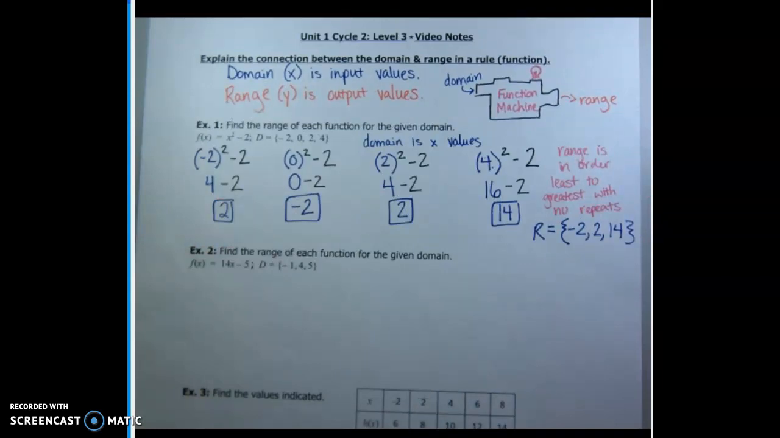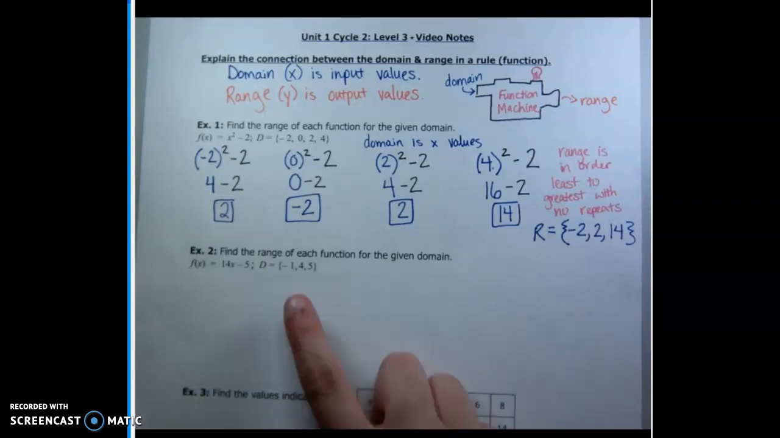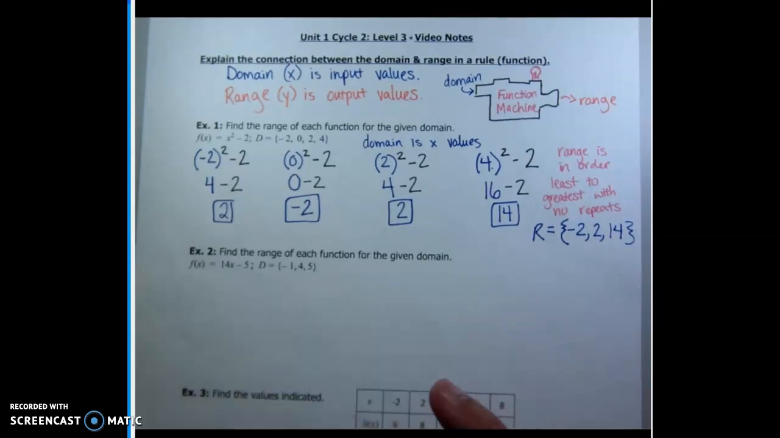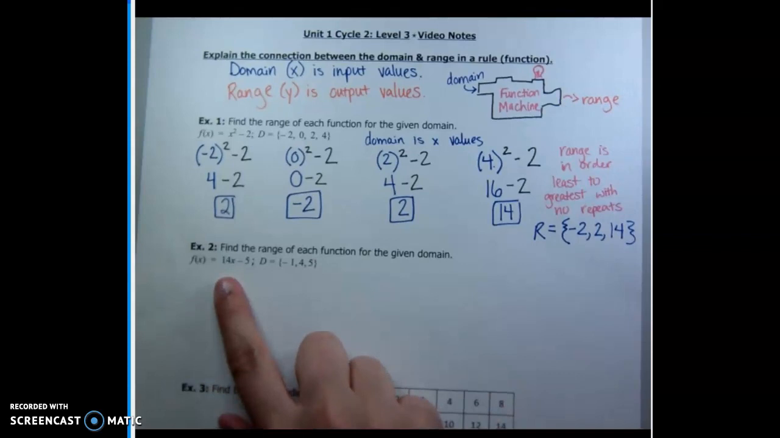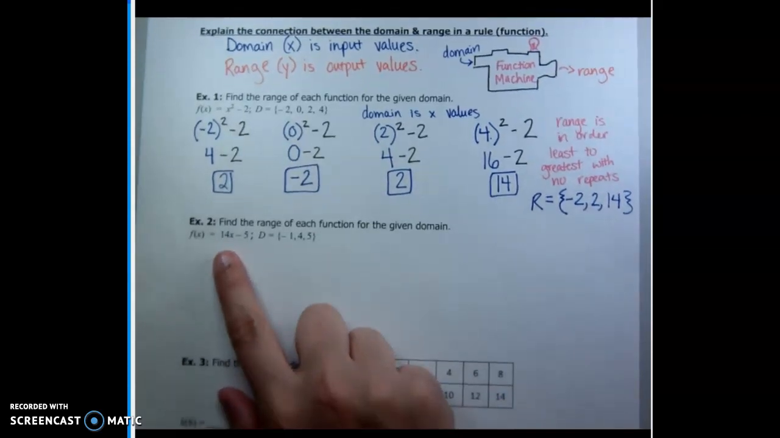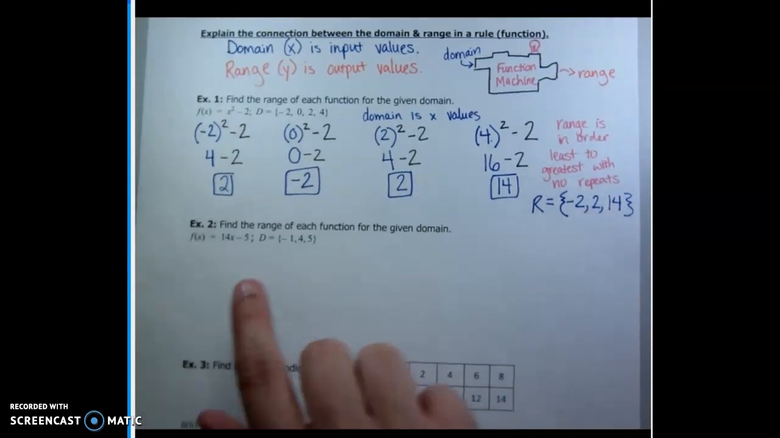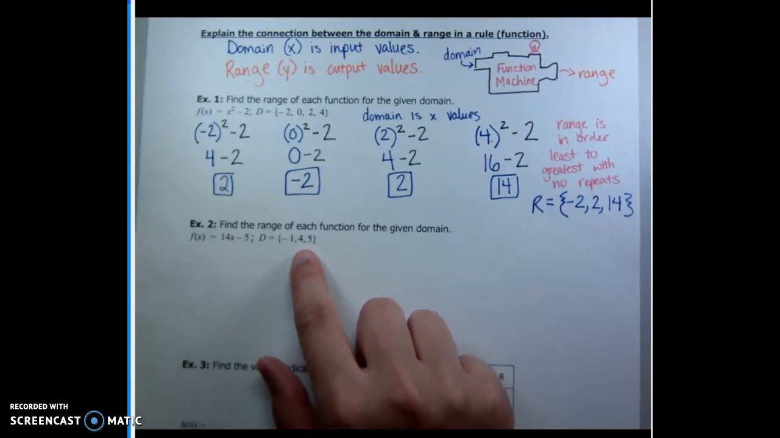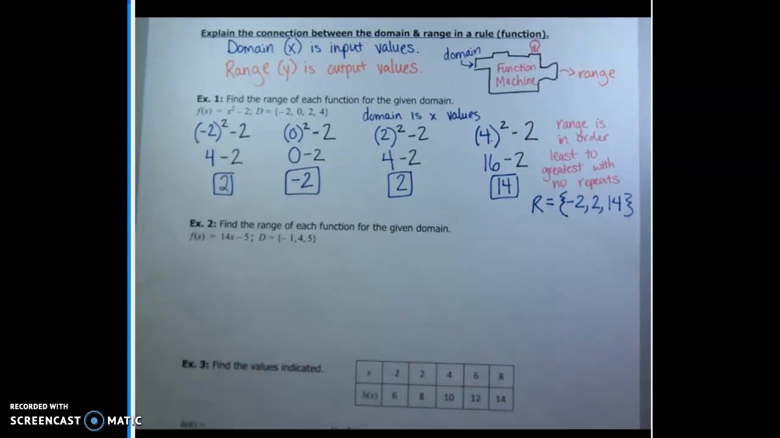Now you'll be happy to know that there's an easier way to do this, and this is where the calculator comes in. The next one says find the range of each function for the given domain. Same question. Here's our new rule. f of x equals 14x minus 5, and they give us these 3. So here is how you put it in your calculator. I'm going to do it too.